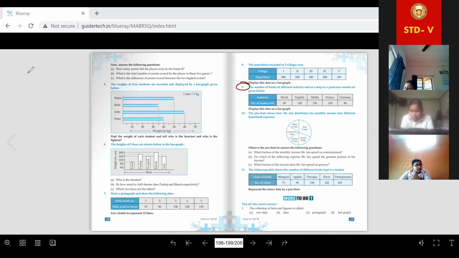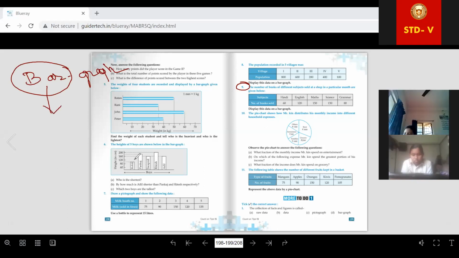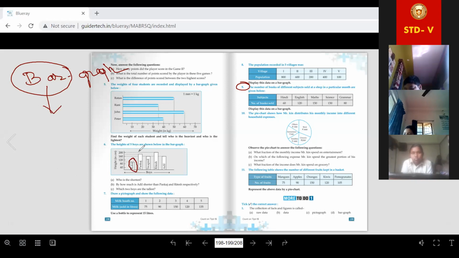Now, by its name, bar graph. Even by its name, we can say it is the representation of some data with the help of some bars. A bar basically looks like this, just like a pillar. It is a rectangular box. Understood? It looks like a pillar.